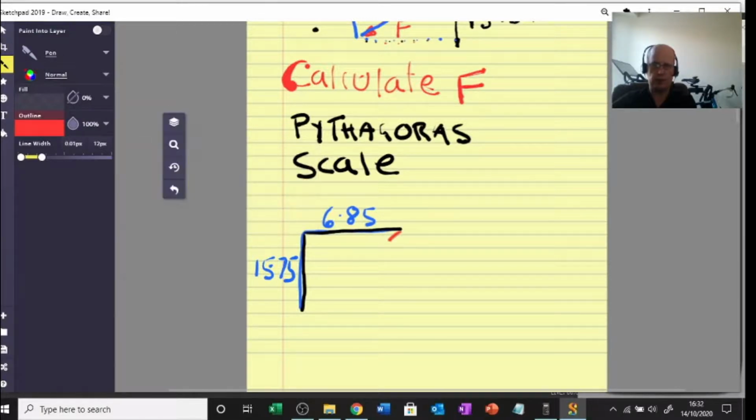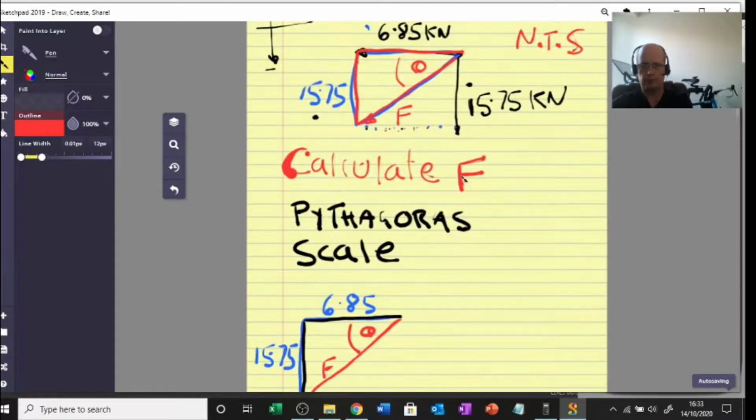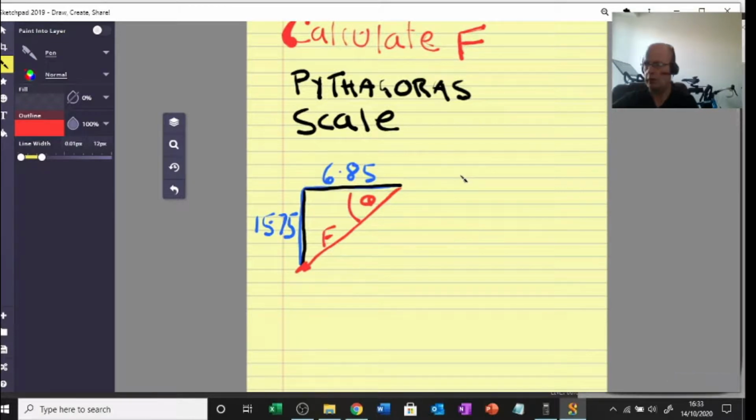We need to find, let's do it in red, this resultant force here. Label it F. And we need to find the angle in there. So all I've done is draw this triangle here. There's my F. It's just this triangle I've drawn. That's all I've done. So I'm going to use Pythagoras now. I'm going to swig a tea first though. I'm going to use Pythagoras to find that F.